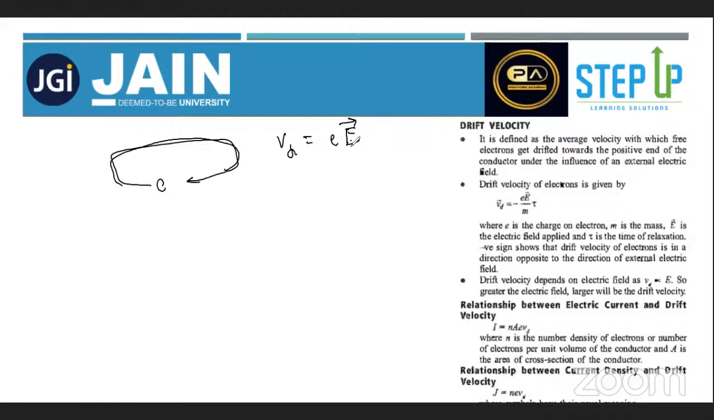Again, E is the electric field, m is the mass of the electron, and tau here is the relaxation time. Now, what is the relaxation time? This is the time taken between two successive collisions. One collision after another will have some time between them, and that particular time is known as the relaxation time.